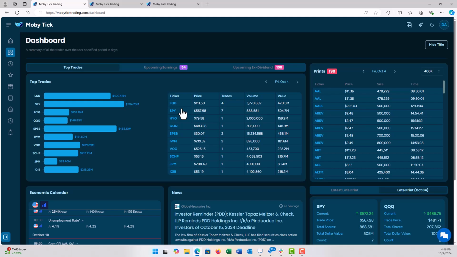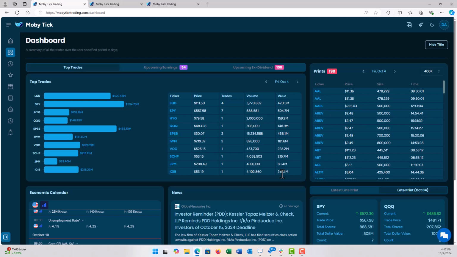So right now there's bonds, the indices, there's another bond one. I'm not sure what this one is. VOO is a S&P 500 ETF. And then we have JP Morgan for a bank, and this IGIB, which is interesting. This is a corporate bond ETF, and there was one trade for 4 million shares for $218 million.